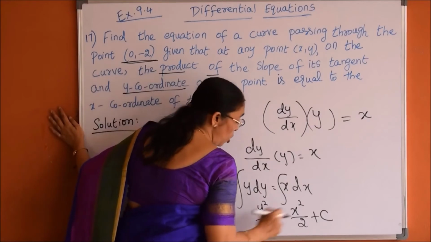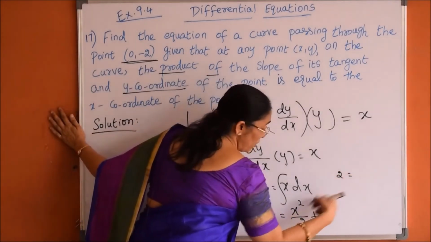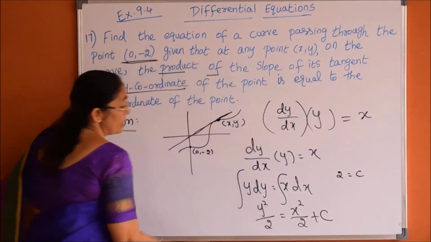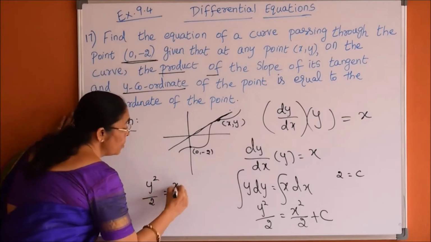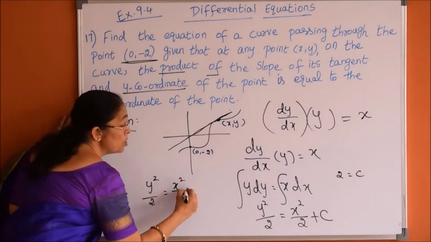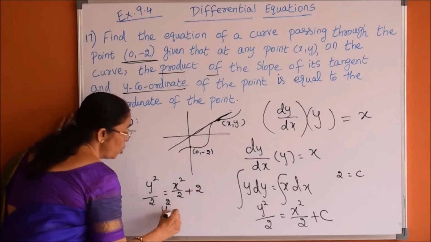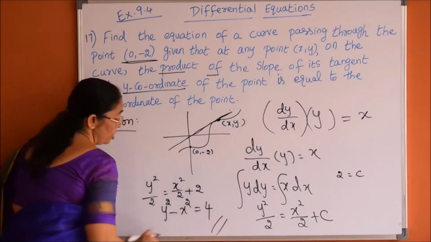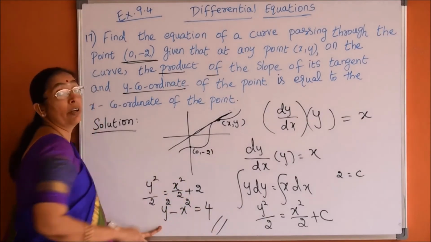So, minus 2 whole square is 4, 4 by 2 is 2, equal to x is 0, c. So, c value is 2. So, our solution is y square by 2 is equal to x square by 2 plus 2. Otherwise, we can give the solution as y square minus x square is equal to 4. Therefore, the curve equation is y square minus x square is equal to 4.